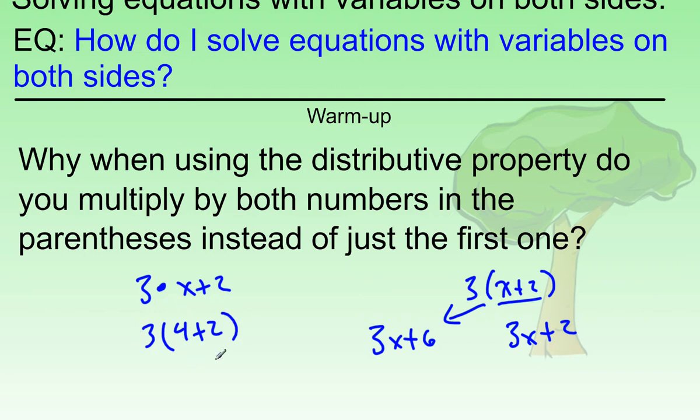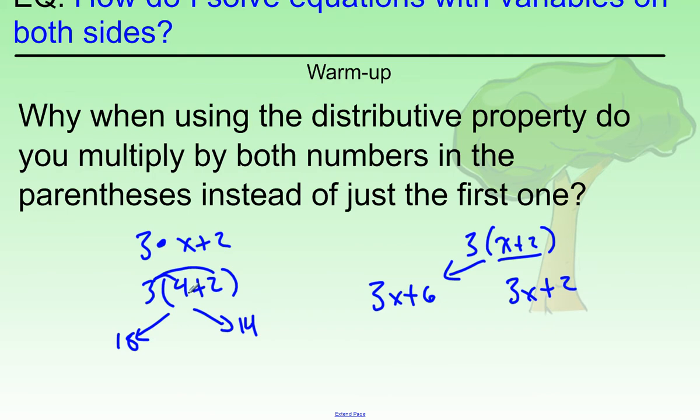Well, if you just multiply by the first one, 3 times 4 is 12, and 12 plus 2 is 14. If you use the distributive property, you get 12 plus 6 is 18. So we definitely get different answers, but how do you know which one's correct? Well, let's follow the order of operations. 4 plus 2 is 6, and 3 times 6 is 18. That is the correct answer, which is why this method works, and this method does not.